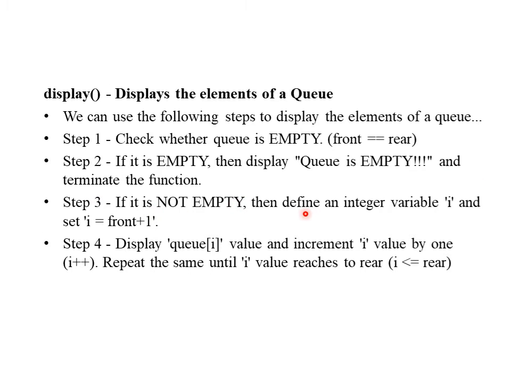If it is not empty, then it will define an integer variable i, because here the size I am taking is from 0 to 3 as in the previous example. For that reason, I am taking a variable i equals to 0 and setting i equals to front plus 1. That is, initially I am assigning i equals to 0, then i equals to front, that is the 0 position, and incrementing by 1. After that, display q of i value and increment i by 1, i plus plus. Repeat the same until the i value reaches rear, that is i is less than or equal to rear.